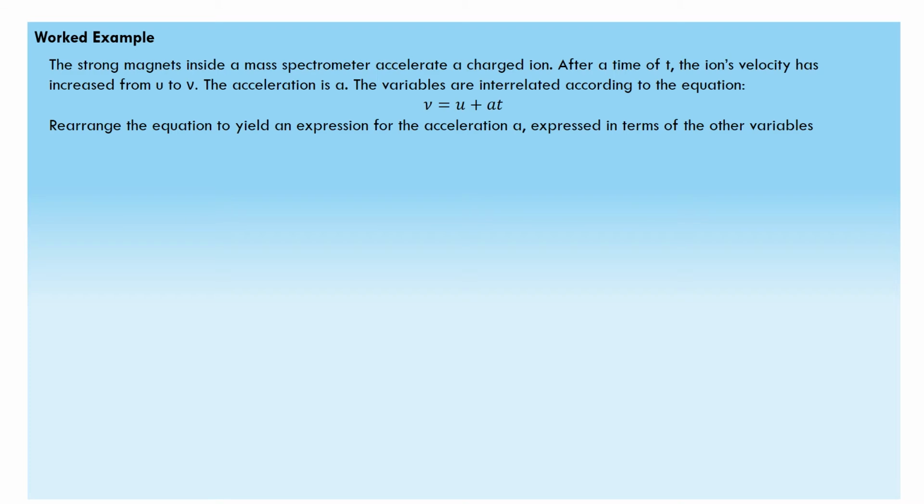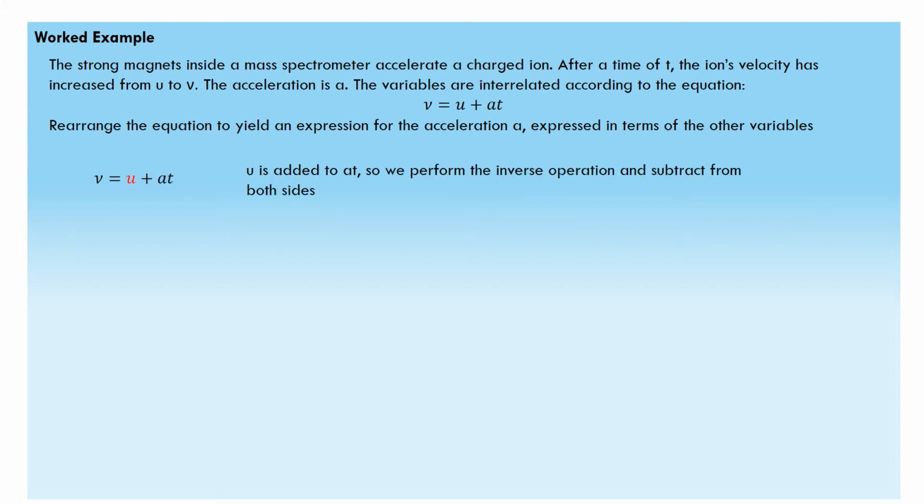So let's have a look at a couple of worked examples. Again, a really, really important part of your maths and chemistry study this. So the strong magnets inside a mass spectrometer accelerate a charged ion. After a time of t, the ion's velocity has increased from u to v. The acceleration here is a, and all of those variables are interrelated according to the equation v equals u plus at. And in this worked example, we are asked to rearrange the equation to yield an expression for the acceleration a. In other words, we're asked to make a the subject of this equation.